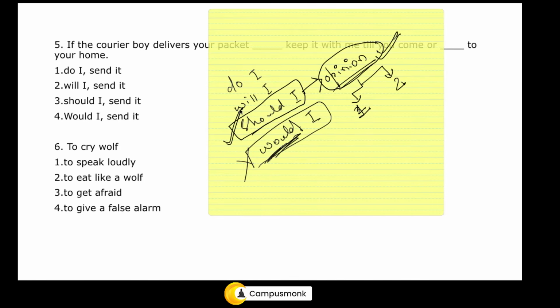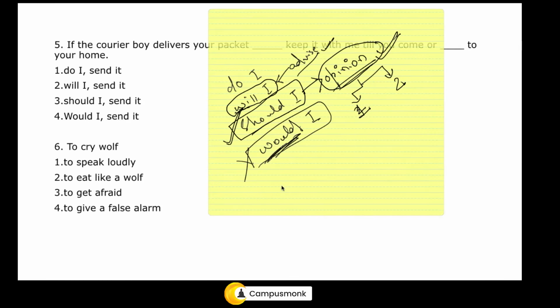Will I? Will I do this? Here you're just asking for advice. This is not opinion, this goes for advice. Will I be able to do this? It comes when you question yourself, or you question someone else, asking for their advice.